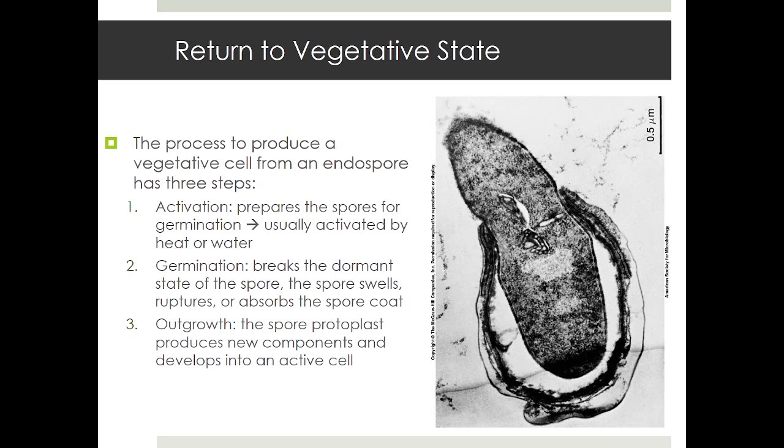Then there's the germination step where we have the dormancy state go away. The spore is going to start to swell and rupture, which is going to release again all of the important components back out into the environment. The outgrowth is the third bit where the protoplast is going to start to produce new components and will redevelop into an active cell. So over time, this one cell that's been dormant, it could be for a month, it could be for a day, it could be for many years, can return to the living state. It's a pretty neat system.